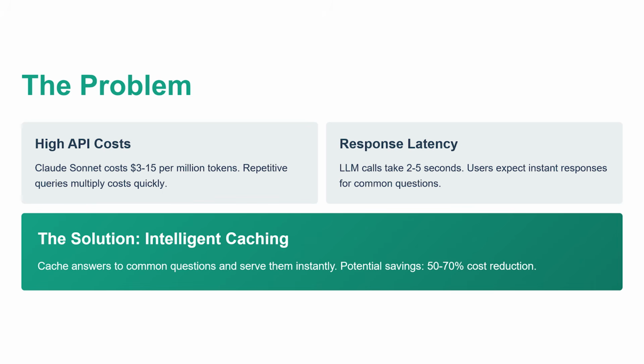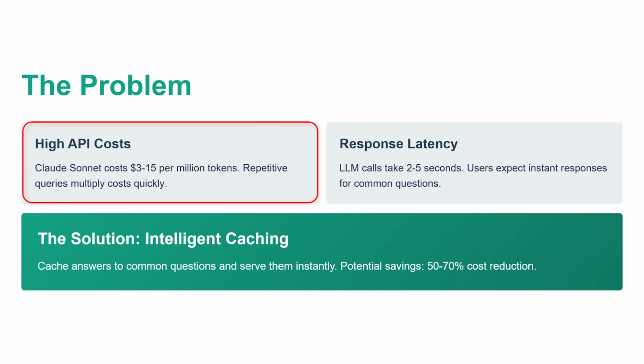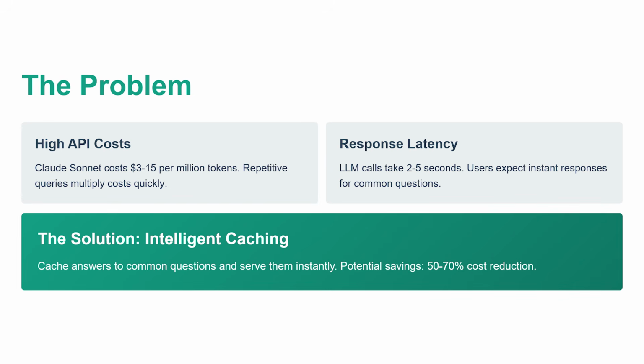Okay, so first, why do we even need this? The thing is, every single time someone asks your LLM a question or the LLM engine takes an action, you're paying for it. Like with Claude Sonnet, you're looking at $3 to $15 per million tokens. Now, that might not sound like much, but here's what may surprise you. When you actually run agentic applications in production, somewhere between 40 to 70% of your queries are basically the same question, just worded differently.